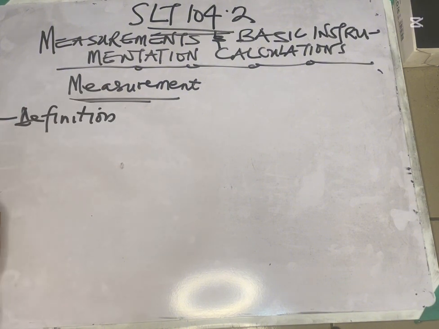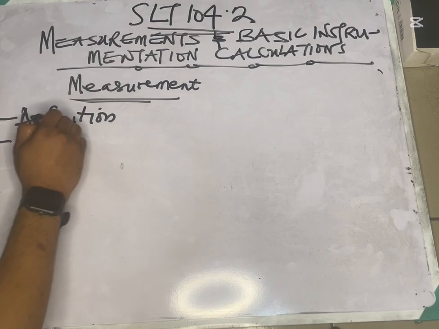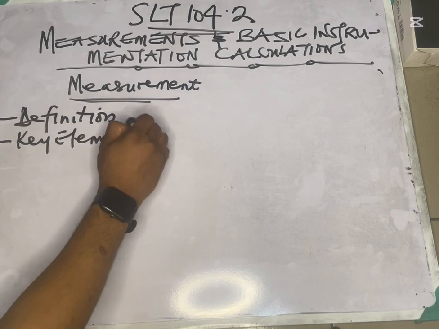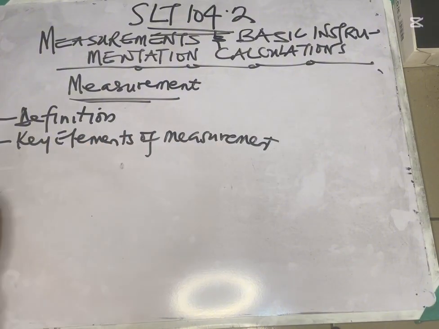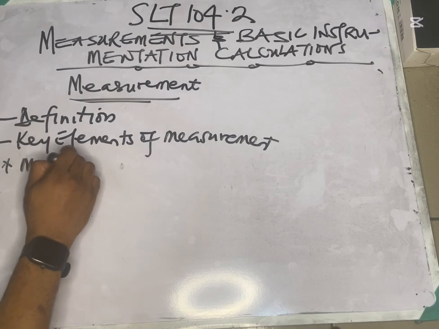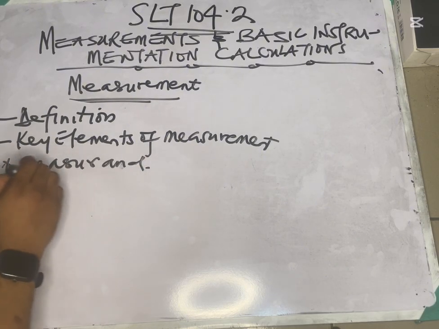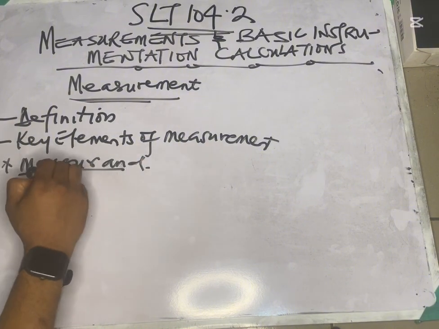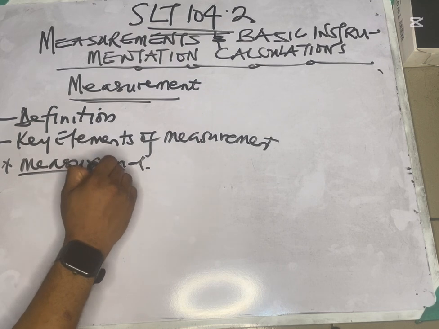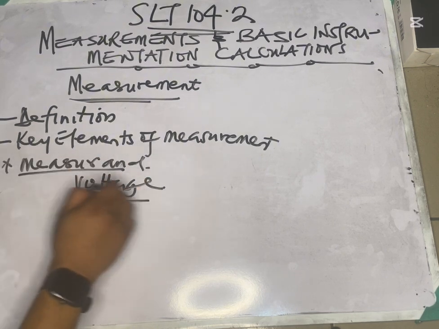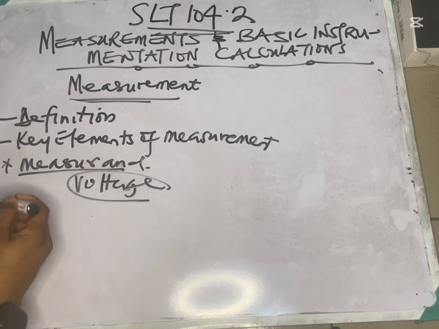All right, so the next thing we are going to be looking at are key elements of measurement. Okay, so key elements of measurement, more like basic things you need to actually know that entail measurement. Now there's what we call measurand. Now measurand is defined as the physical quantity that is being measured. Okay, like I talked about measuring voltage with a voltmeter. The measurand there is the voltage. Measurand is what you are measuring.